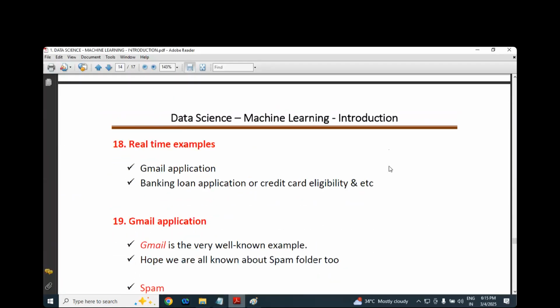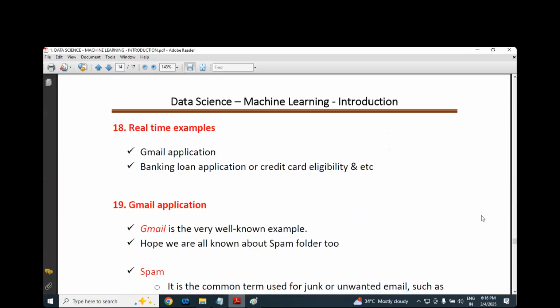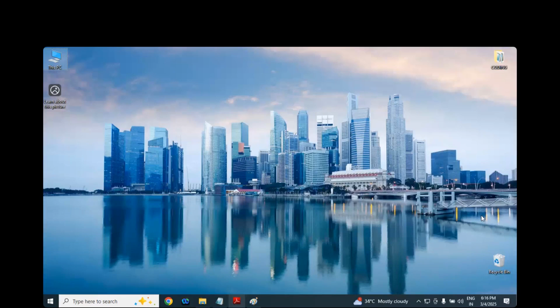The next point, a real-time example. Online team, I need one small request from your side. In another 10 to 15 minutes, I'm entering into a very important topic. Please be focused. I request you. Okay? Let us move on.